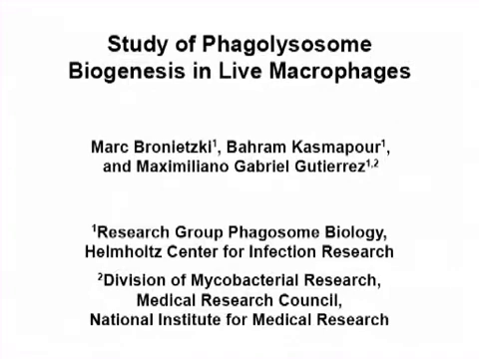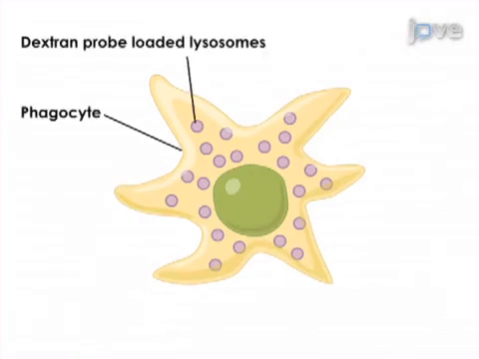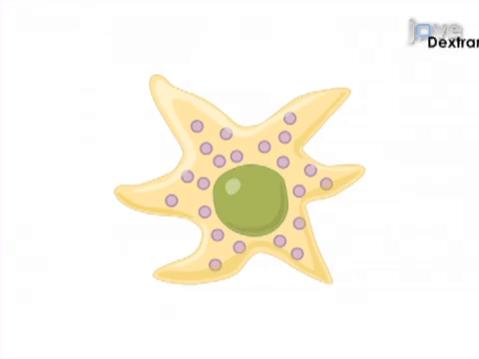The overall goal of the following experiment is to capture the real-time dynamic process of phagosome maturation and phagolysosome biogenesis in phagocytes. This is achieved by loading the lysosomal compartments of the cells with fluorescent conjugated dextran to enable the visualization of lysosomal compartments and transfer of its luminal cargo to phagosomes.